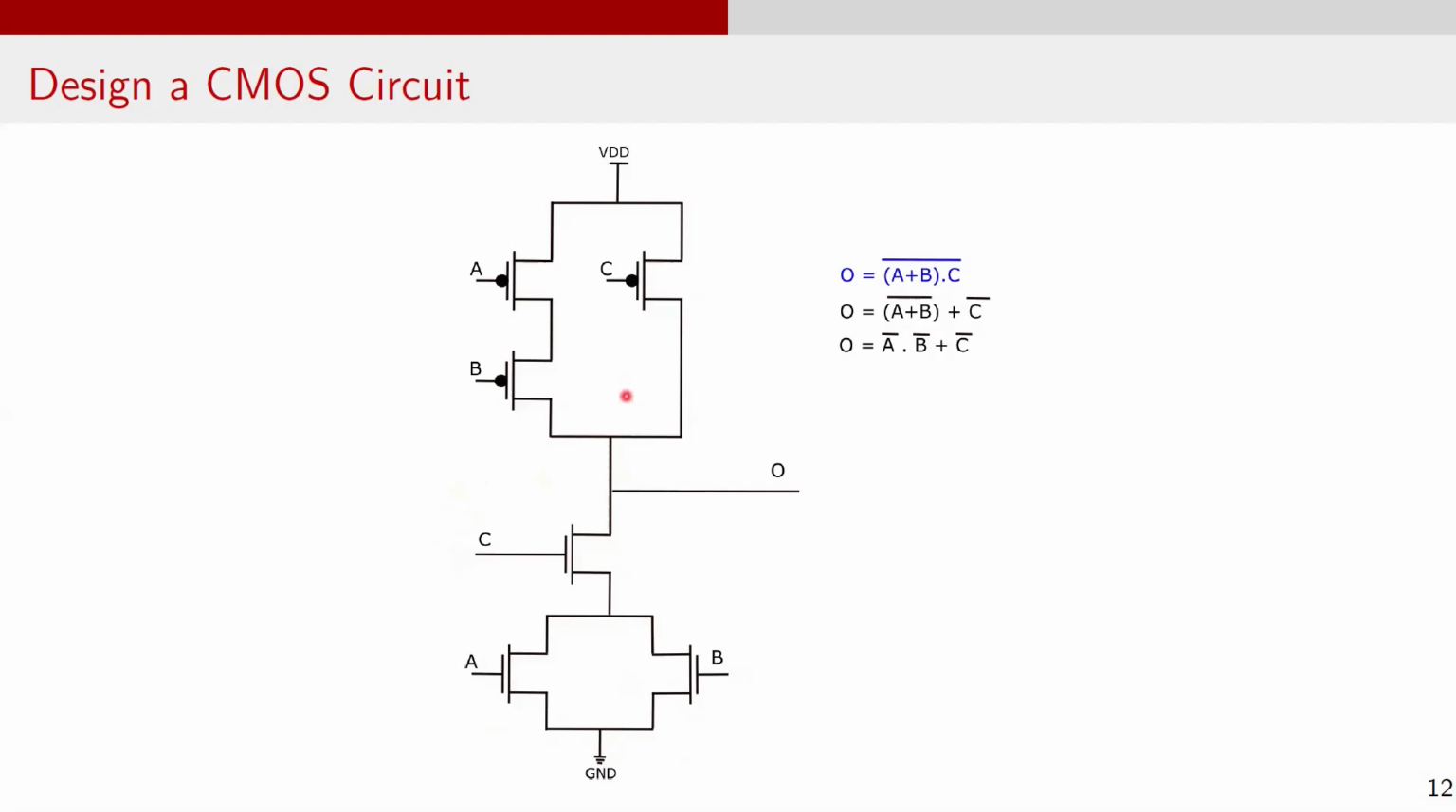By designing the pull-up and pull-down networks in this way, we make sure the complementary behavior is achieved in the CMOS gate. This is all for this video. Hope this helps you to understand complementary behavior of NMOS and PMOS in CMOS technology.